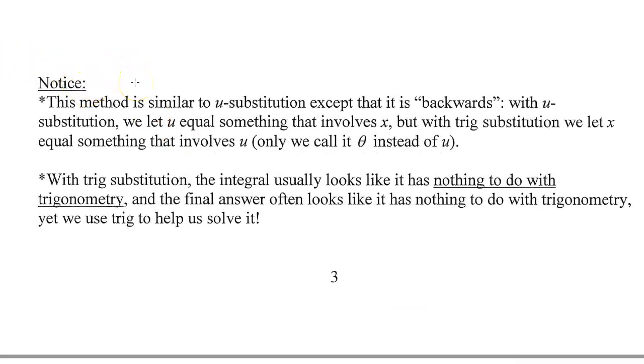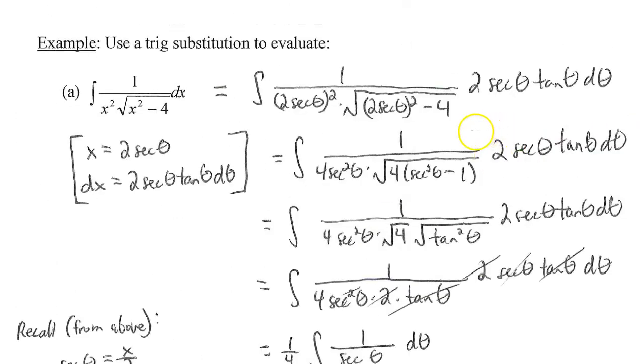You might wonder, how is a trig substitution different than a u-substitution? Well, the method is very similar to a u-substitution, except that it's backwards in a certain sense. With a u-substitution, you let u equal something that involves x. So, for example, you let u be 7x squared or something. But with a trig substitution, you let x equal something that involves u. Only we call it theta instead of u. Okay, so again, with a u substitution, you let u equal something that involves x. But with a trig substitution, you let x equal something that involves u. Only we call it theta instead of u, right?